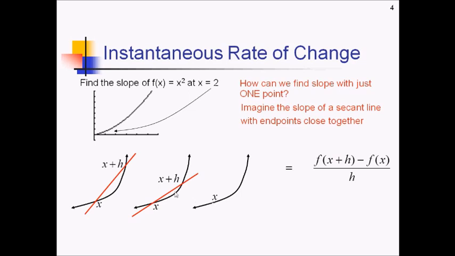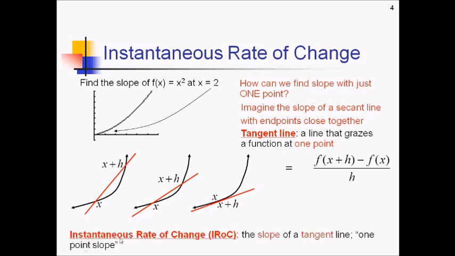And let's say that I keep moving these closer and closer together until they're basically right on top of each other, and I've just got this line grazing the surface of my function. That line is called a tangent line. That's a line that grazes the function at just one point. And if you could find the slope of this, the instantaneous rate of change, which is what we're talking about with this 1-point slope, that would be the slope of that tangent line. So if you can find that 1-point slope, you've got the slope of your function there.